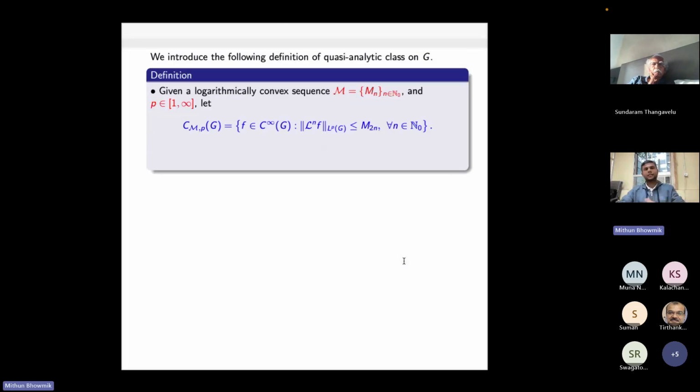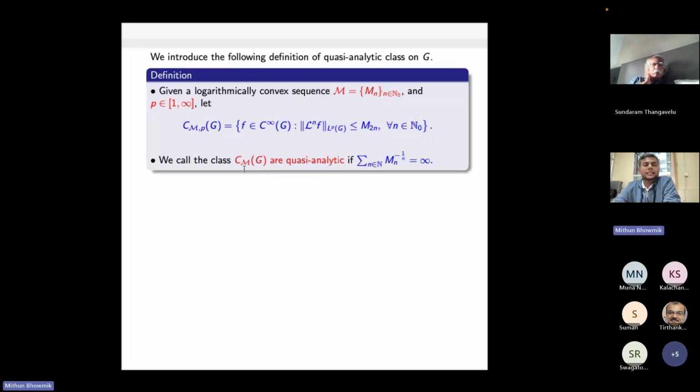Okay, so now I'll define what is called the quasi-analytic class of functions on a compact Lie group. Given any logarithmically convex sequence M_n, we define the set C, M, and that also depends on the index P, so I'll consider the Pth norm. We consider a smooth function f, and if I apply the Laplacian iterates, which you can also call the Casimir operator iterates, acting on f, the LP norm is less than or equal to M_n.